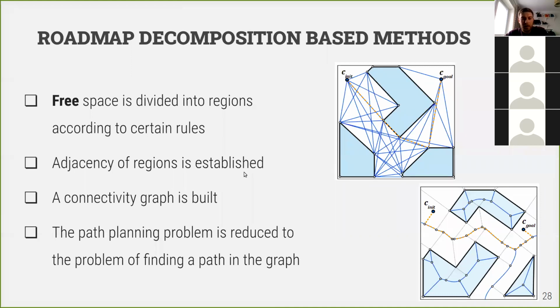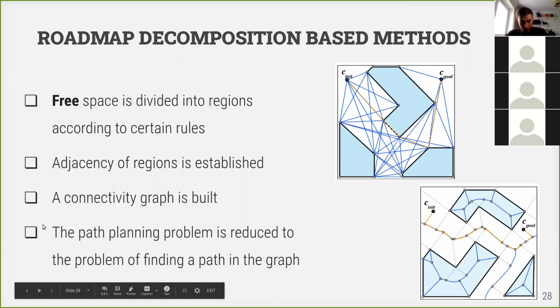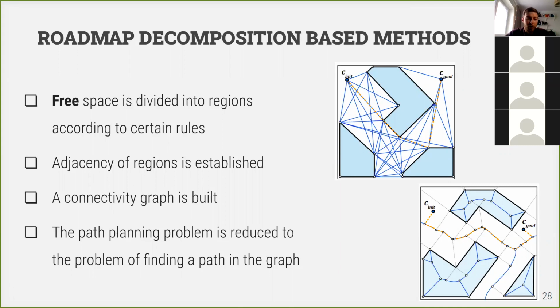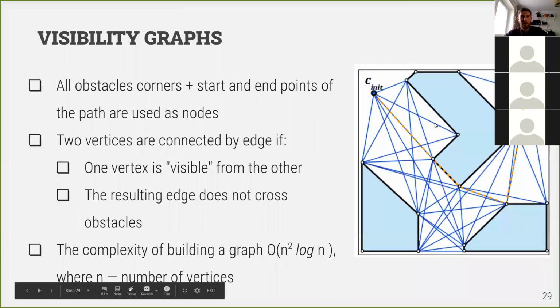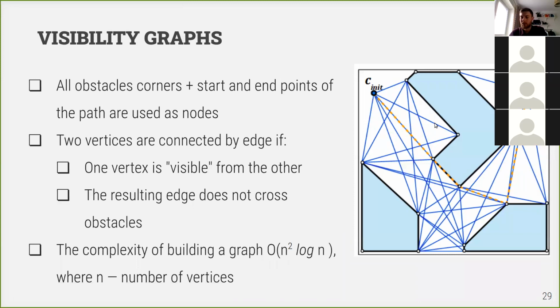Then again, adjacency of regions is established after the decomposition, a connectivity graph is built, and again simple graph search algorithms are used. We already discussed which search algorithms can be used, either A star as an informed search, or algorithms of uninformed search, such as breadth first search and many modifications. So let's see how we can get this roadmap decomposition. There are many algorithms, of which we'll discuss just simple and well-known ones.